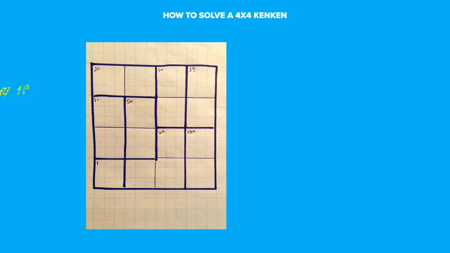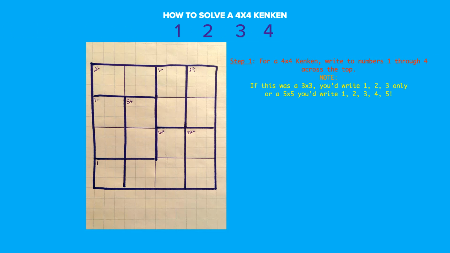So step 1, for a 4x4 Kenken, write the numbers 1 through 4 across the top. If this was a 3x3, you'd write the numbers 1 through 3, or 5x5, you'd write 1 through 5, etc. So step 2, I like to identify all the single cages as a given.